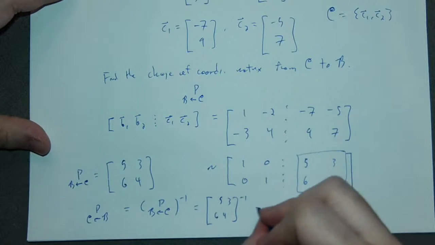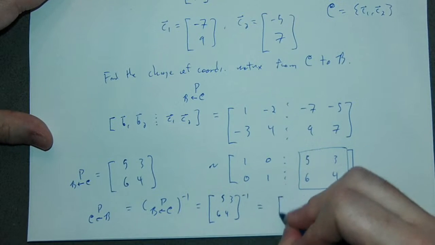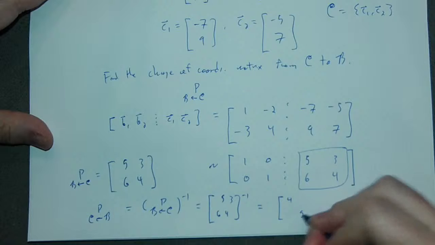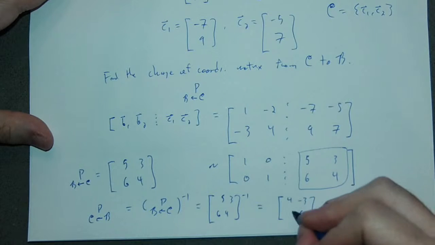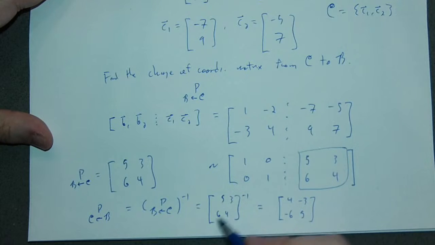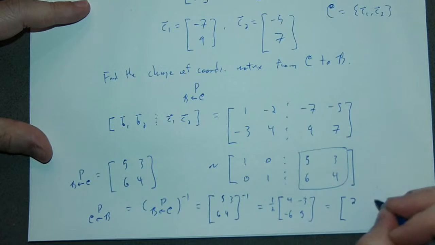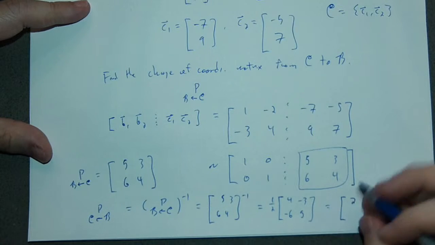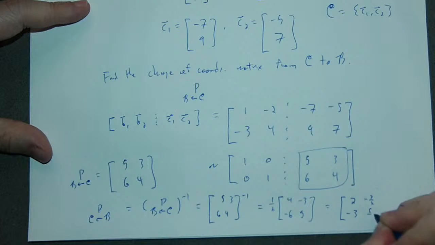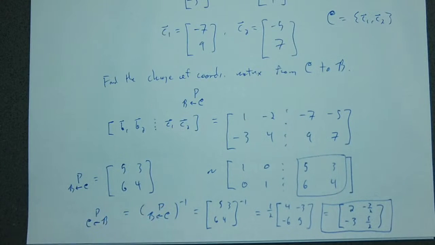But the inverse of a 2 by 2 is easy. So what do I do? I swap the main diagonal entries, 4 and 5. I negate the off diagonal entries, so minus 3 and minus 6 here. And then I would have 1 over the determinant. What's the determinant? I have 20 minus 18, so it's 1/2 here. So this is the matrix 2, minus 3/2, minus 3, 5/2. So this would be my change of coordinates matrix going the other direction.